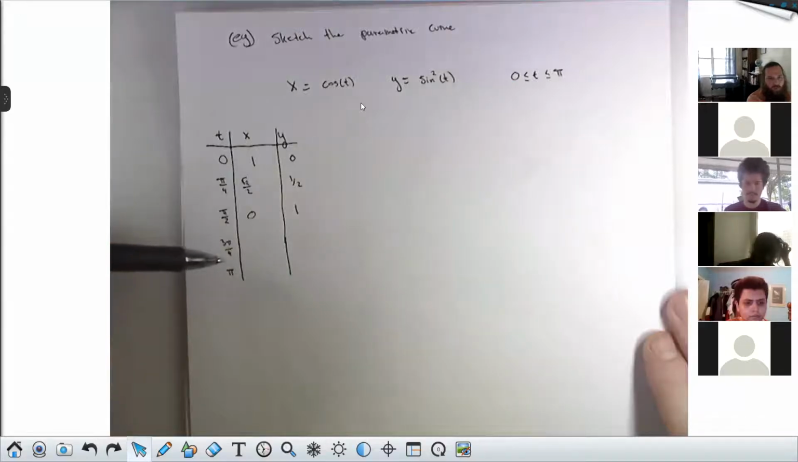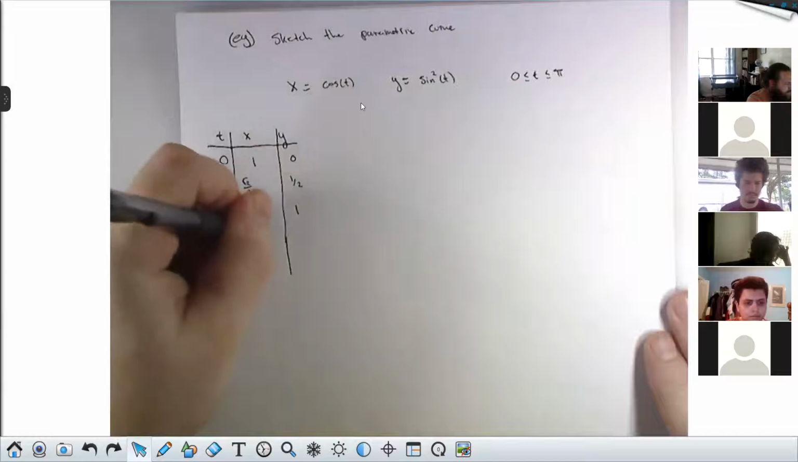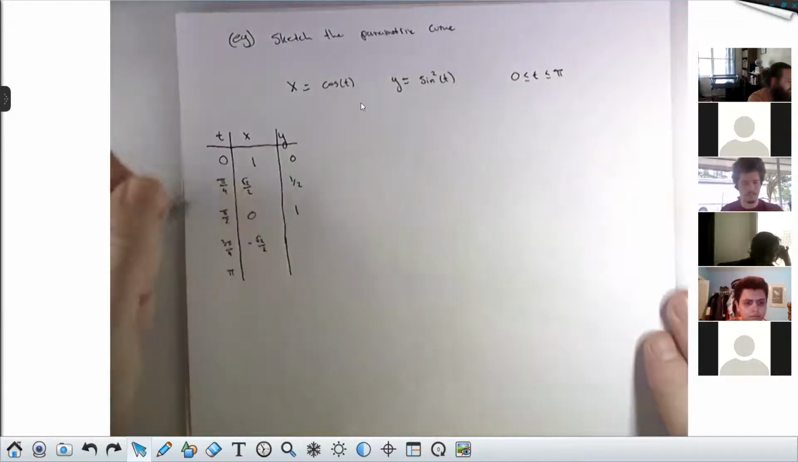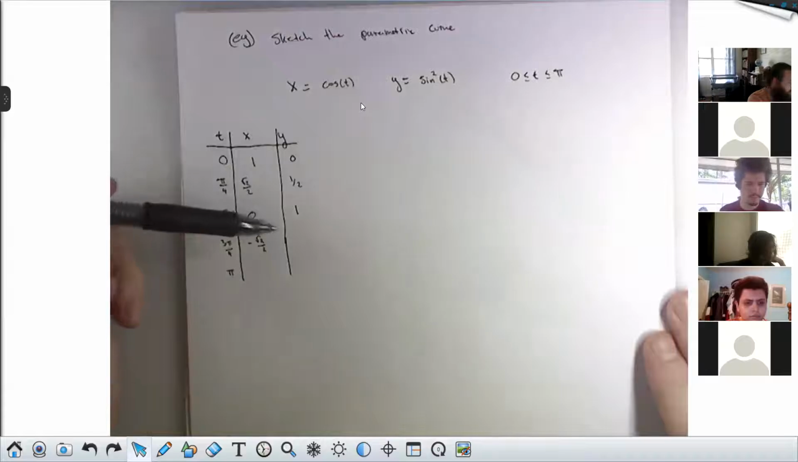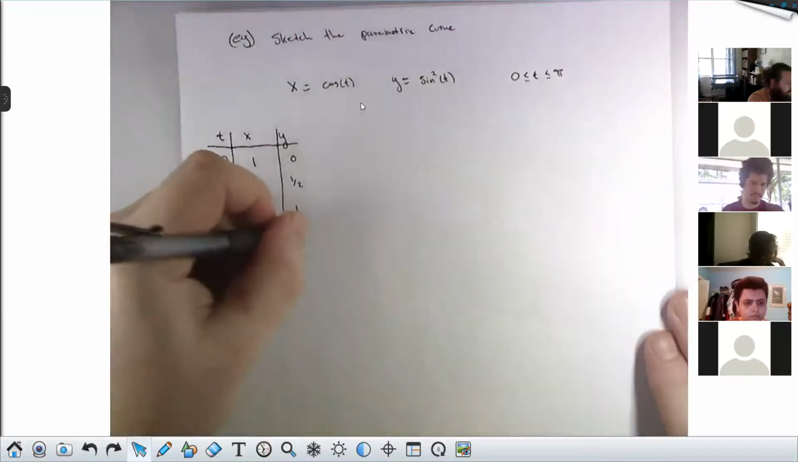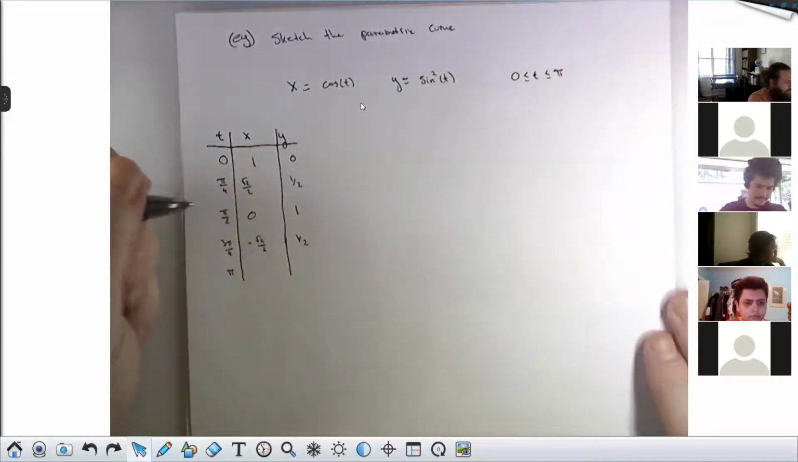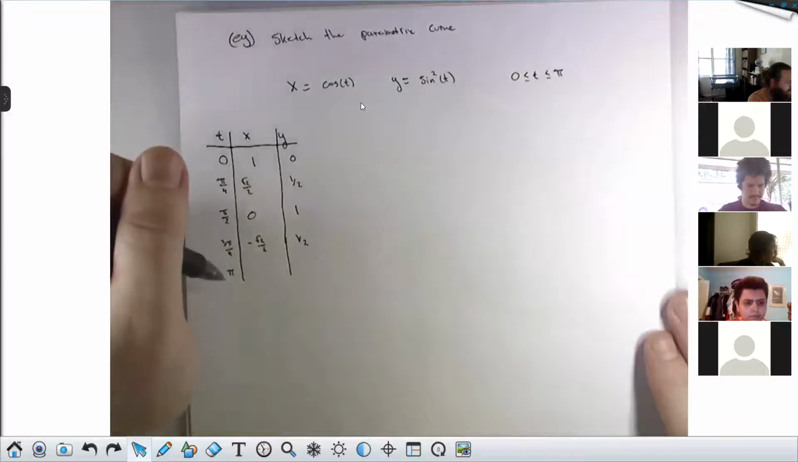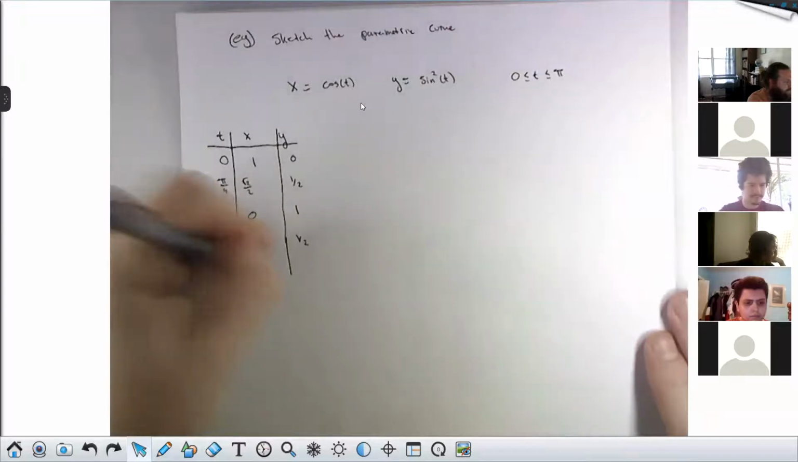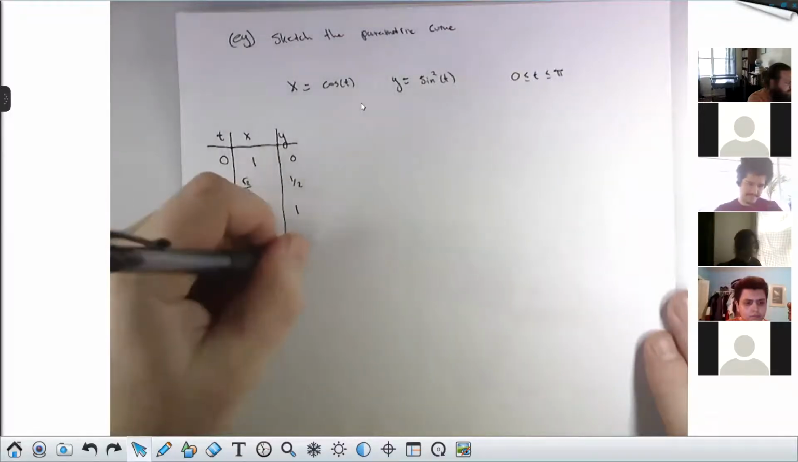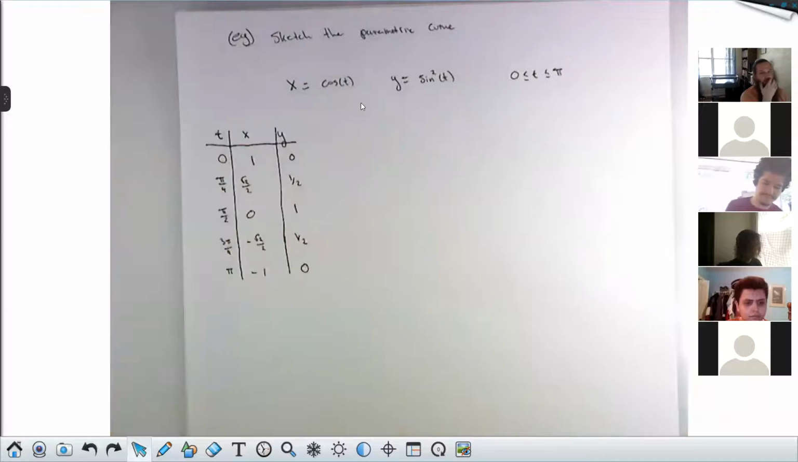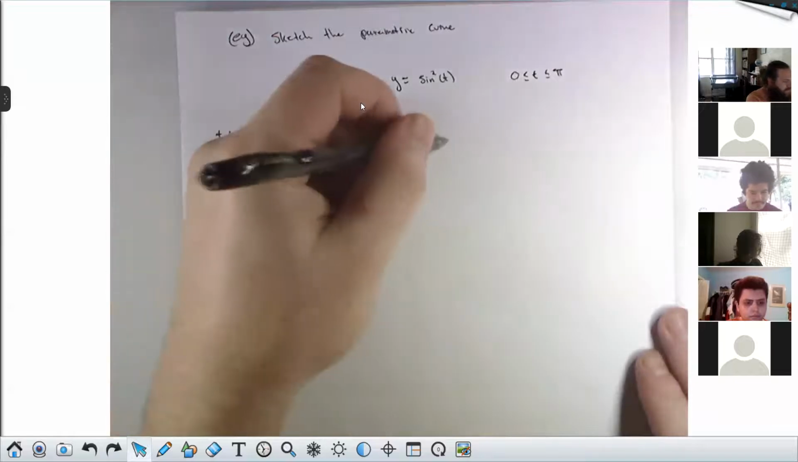When t is 3 pi over 4, the cosine of 3 pi over 4 is negative root 2 over 2. And the sine of 3 pi over 4 is the square of that, which is again 1/2. And then when t is equal to pi, the cosine of pi is negative 1, and the sine of pi is 0. So 0 squared is still 0. Here's the table filled out. Let's draw our picture.